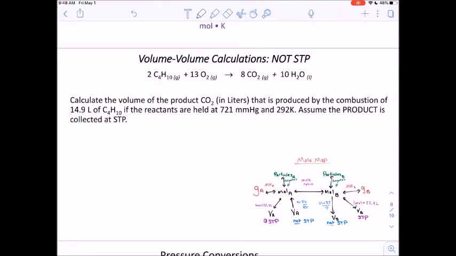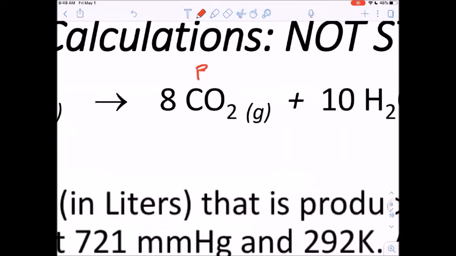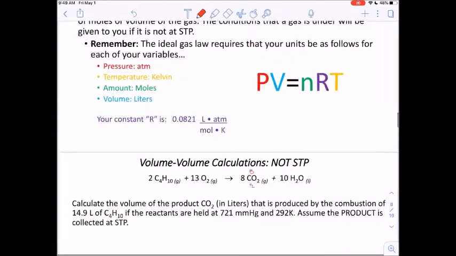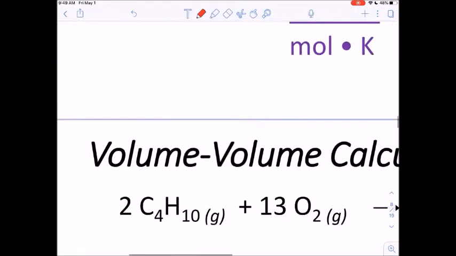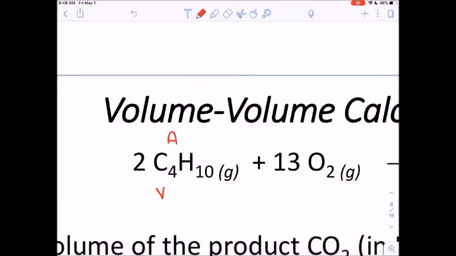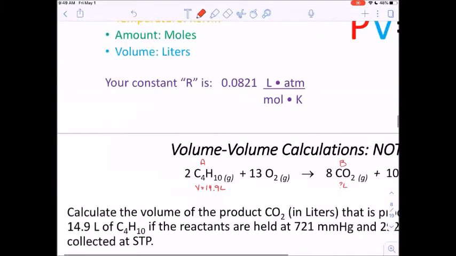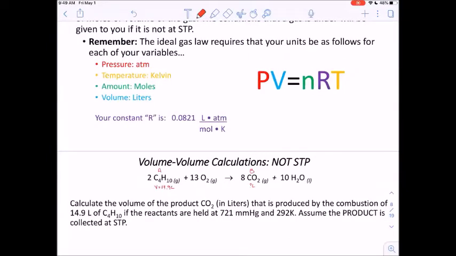So here we have our first problem that is not at STP. It says calculate the volume of the product carbon dioxide in liters. So that's my B, so I'm going to go ahead and identify that as my B. And it said volume in liters. That is produced by the combustion of 14.9 liters of C4H10. So this is my known information, and I have a volume of 14.9 liters. It says the reactants are held at 721 millimeters of mercury and 292 Kelvin.